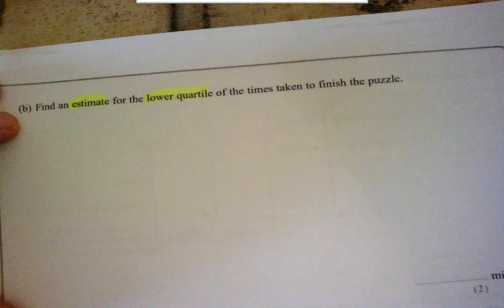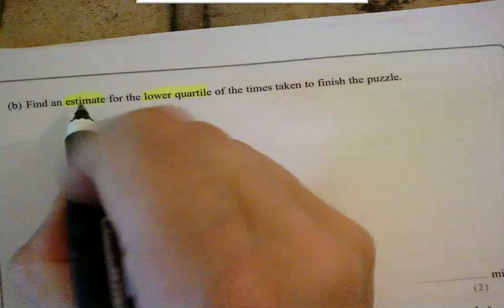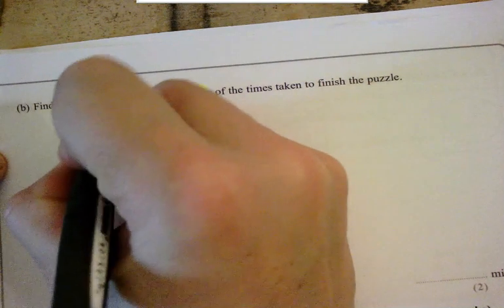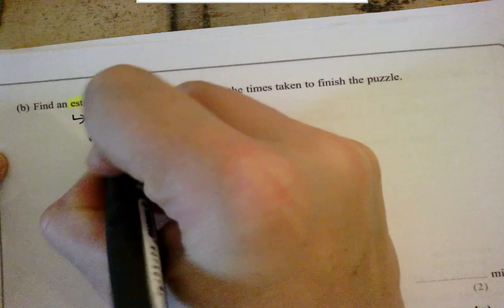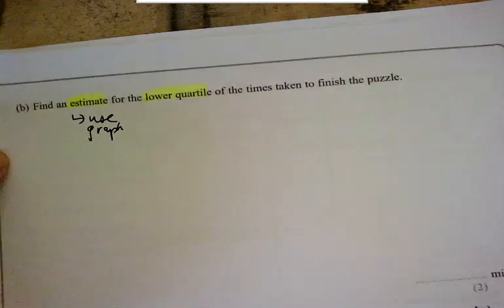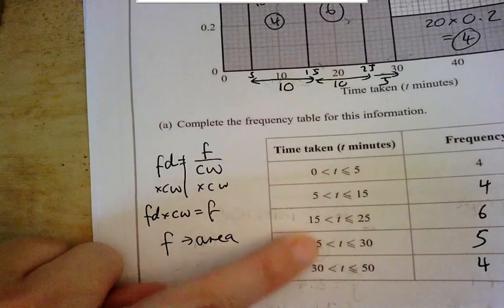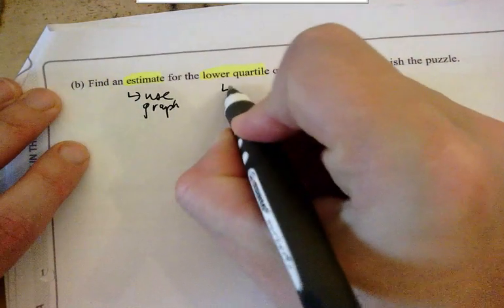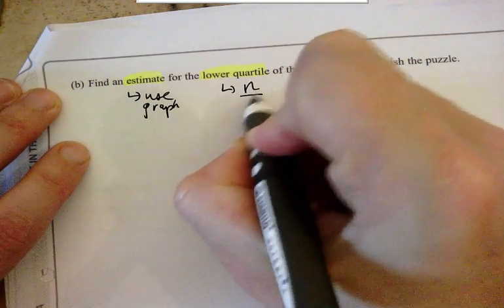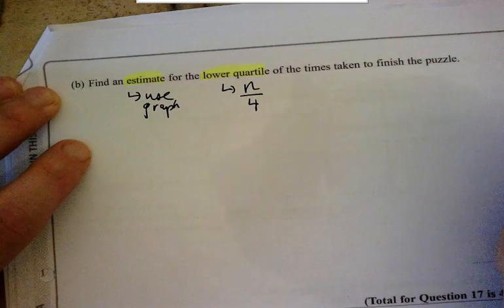Part B, find an estimate for the lower quartile of the times taken to finish the puzzle. I know when it's an estimate for a graph question, I need to use the graph. Lower quartile, when the data is grouped, which it is, grouped into these class intervals. To find the lower quartile, that's the quarter waypoint, which is going to be n over 4, not n plus 1 over 4, n over 4.